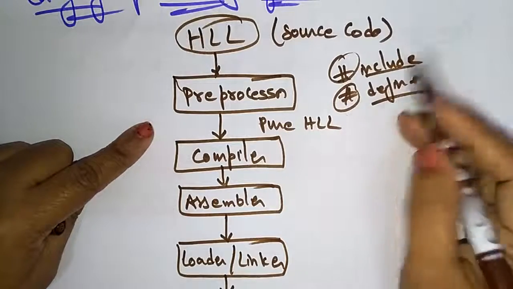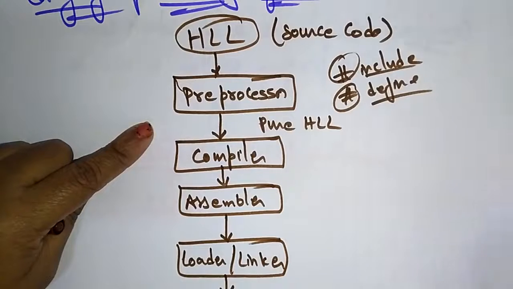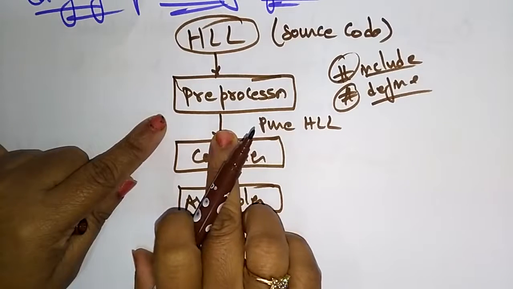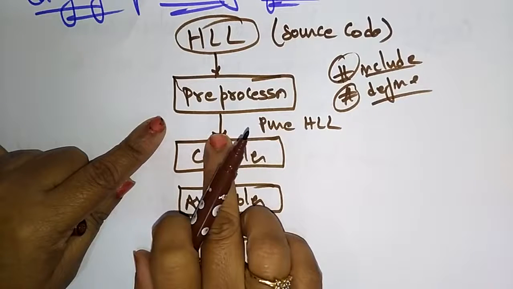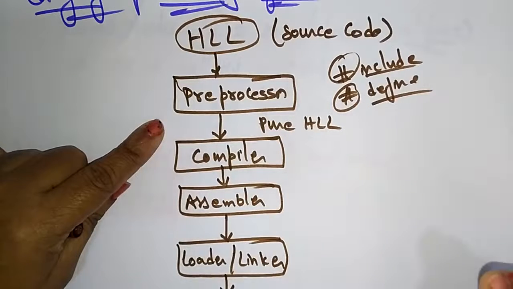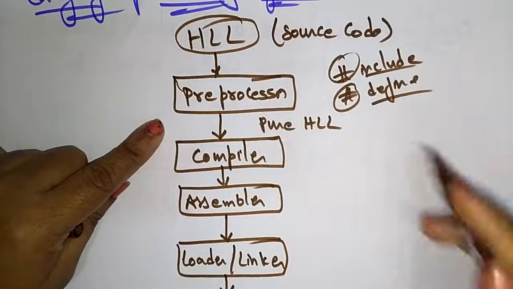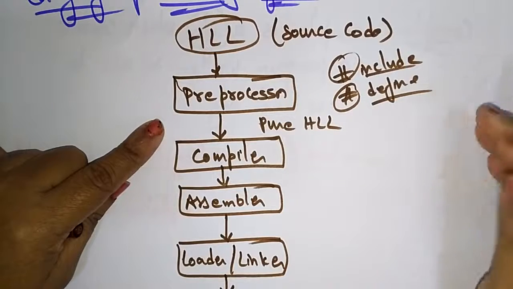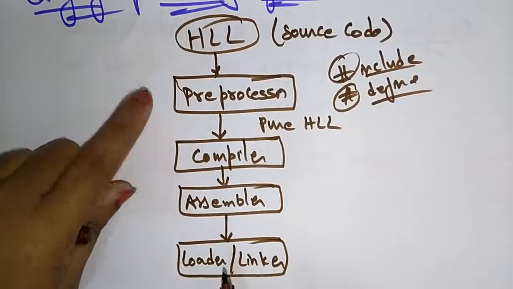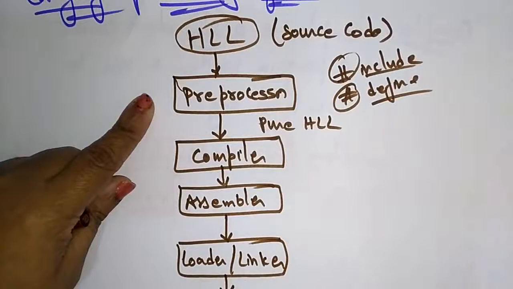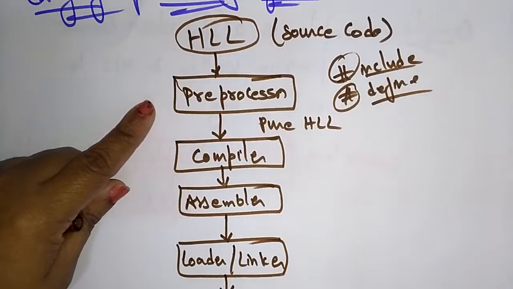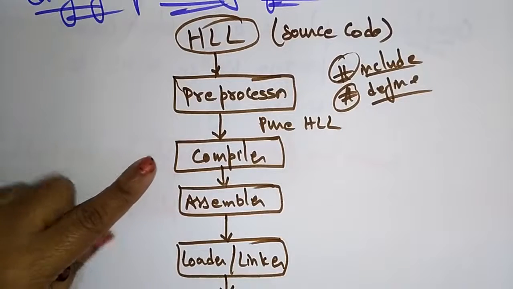In place of hash include, it replaces it with whatever code that file consists of. So the preprocessor removes all the include directives by file inclusion, and hash define directives by using macro expansions. This preprocessor performs file inclusions, augmentations, macro processing, etc. Okay, so after that, the compiler.